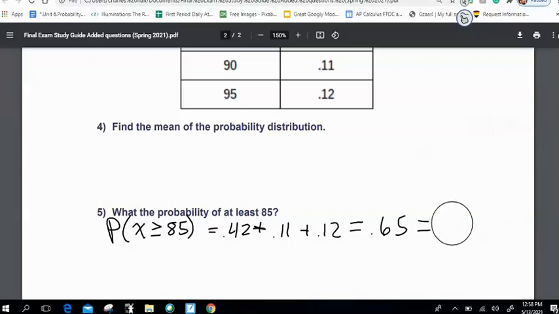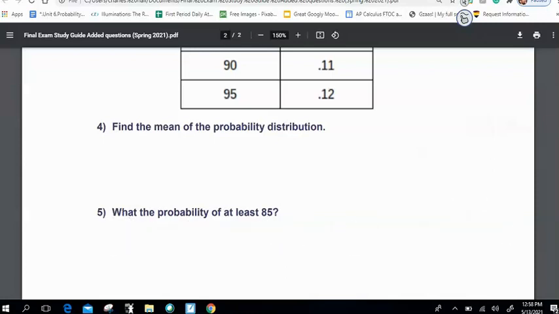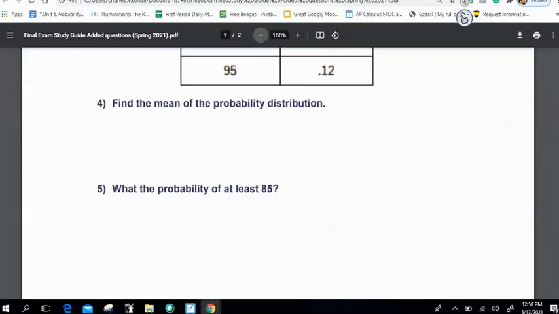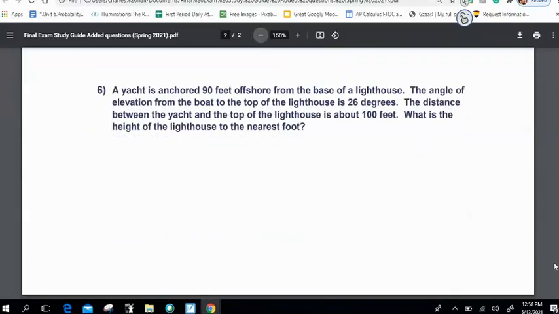All right, and then let's go to our very last question, guys, which is talking about right triangles. We hit right triangles about once, but I just want to make sure we hit it again. So here it says a yacht is anchored 90 feet offshore from the base of a lighthouse. The angle of elevation from the boat to the top of the lighthouse is 26 degrees. The distance between the yacht and the top of the lighthouse is 100 feet. What is the height of the lighthouse to the nearest foot? That's what we're trying to find.